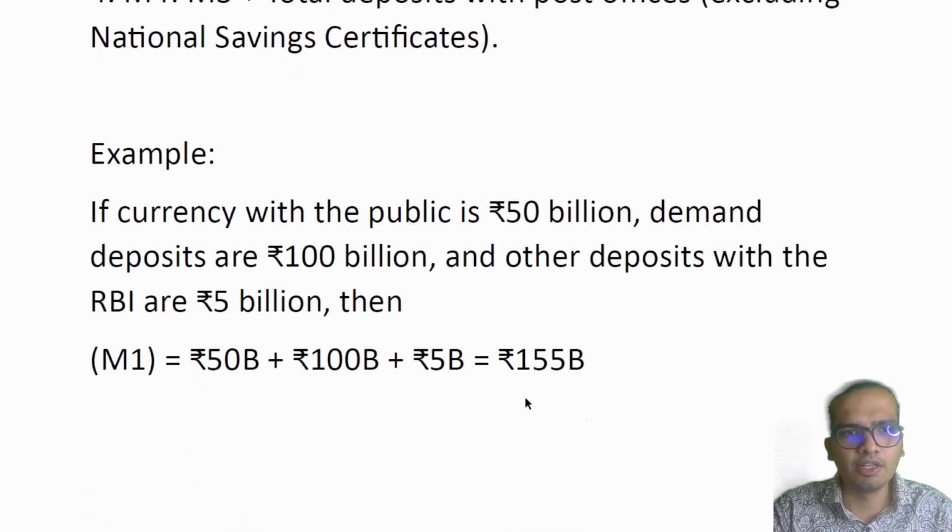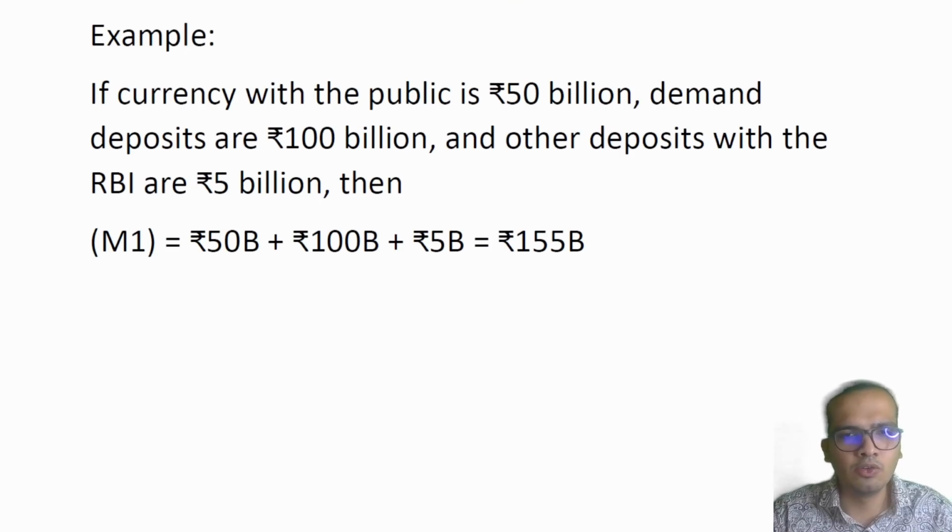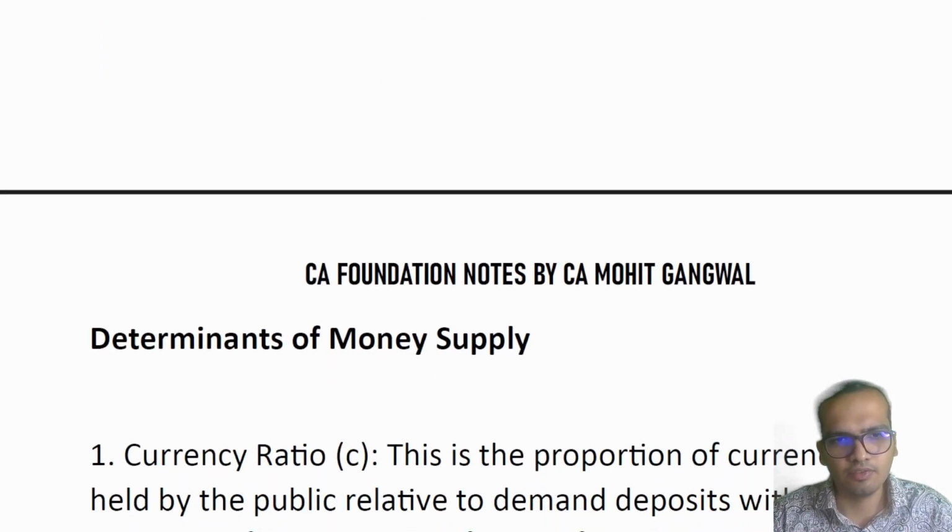So here is an example. If the currency with the public is rupees 50 billion, demand deposits are 100 billion, and other deposits are 5 billion, the sum of all these three would be 155 billion, which would be M1 in our case.